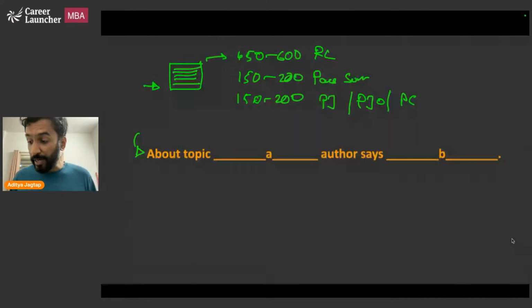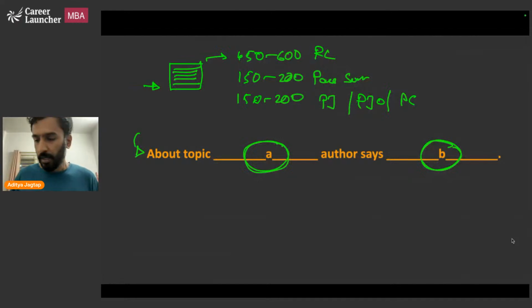For all of it, we need to figure out what is the topic of discussion, correct? And we need to figure out what specifically about that topic the author is trying to say. So I should be able to point out for any length of text, whether it's a RC, whether it's a para summary or para jumble, etc., what is the topic of discussion? And about that topic, what is the author categorically saying? This I need to identify.